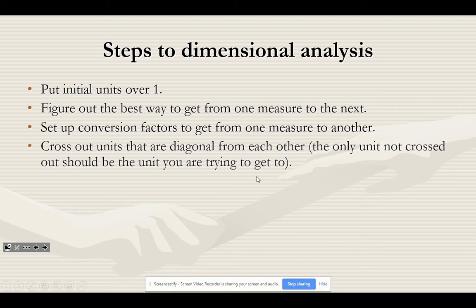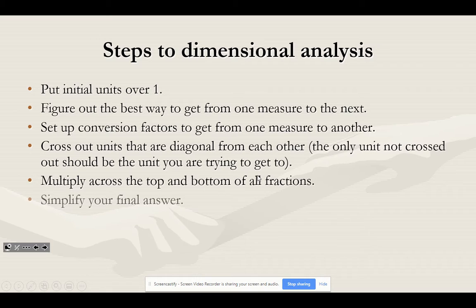After that, cross out any units that are diagonal from each other. The only unit in the end that should not be crossed out is the unit that you are eventually trying to get to. Finally, multiply across the top and bottom of all fractions and simplify your final answer. Let's take a look at some examples.